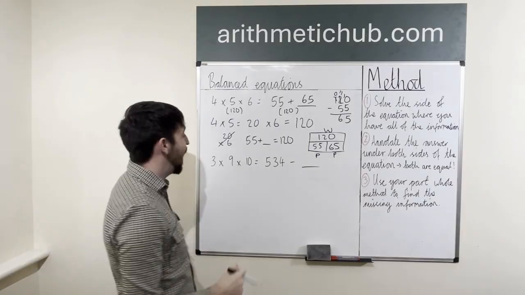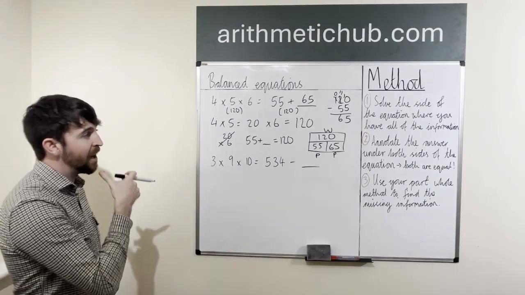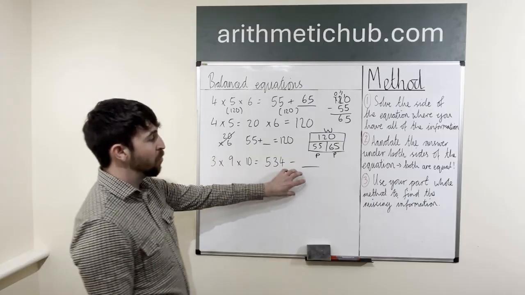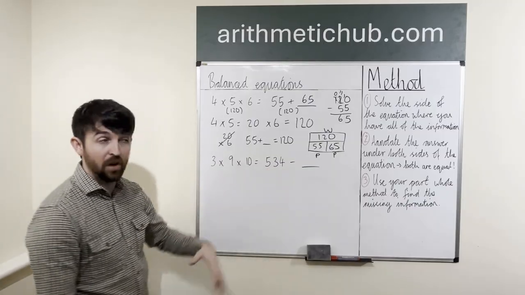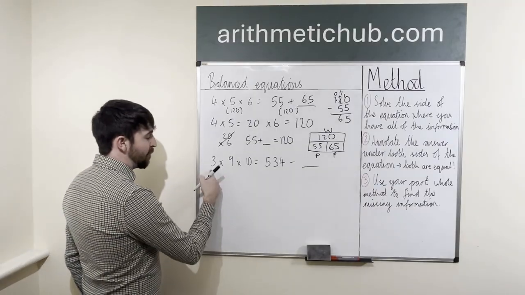So let's have a look at this question here then. So again, we're going to follow the same method. Solve the side of the equation where you have all the information. Again, here it's on the left-hand side. Just be careful, this time it's subtraction over on the other side, okay? So, we've got all the key information that I need here.